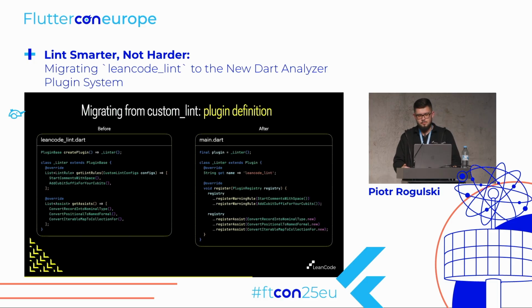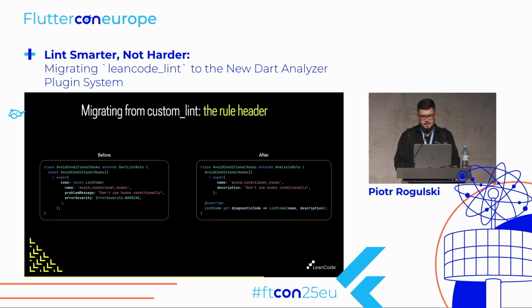That's why you need to expose the plugin class and the plugin object so that it can be run. Just as before, you register your rules that you want to have reported as warnings, and also assists that you want to have available if you want to write custom assists, these extra code actions in your code. Luckily, the migration of each of the rules is pretty simple, I would say.